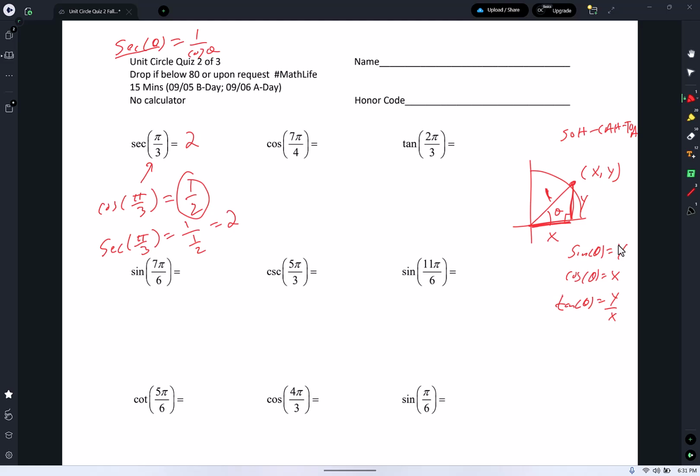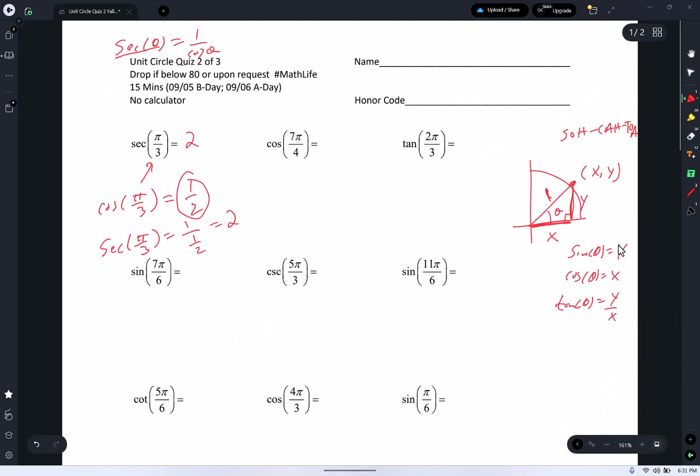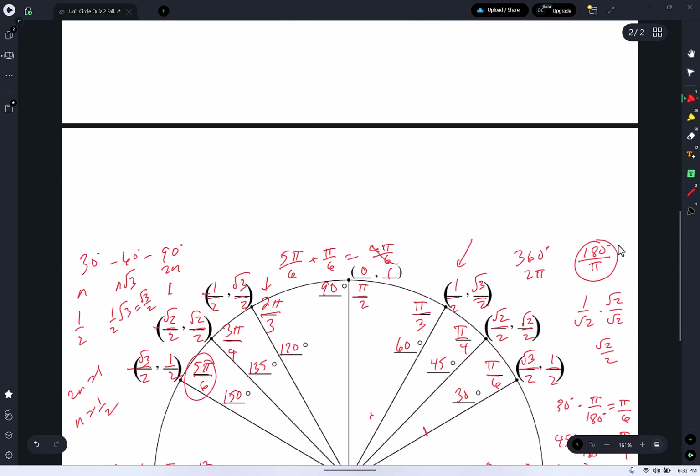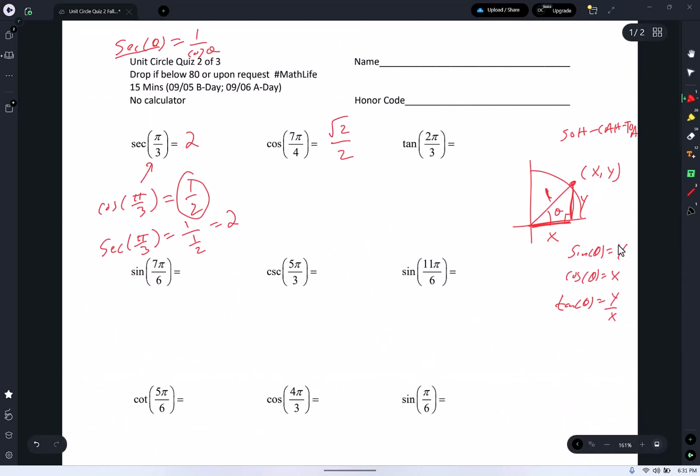Cosine of 7 pi over 4. 7 pi over 4, there it is in quadrant 4. Cosine's the x, so square root of 2 over 2. Okay, and then tangent of 2 pi over 3, y divided by x. So I go to 2 pi over 3, and y divided by x. So my y value is square root of 3 over 2 divided by my x, negative 1/2. So negative square root of 3.